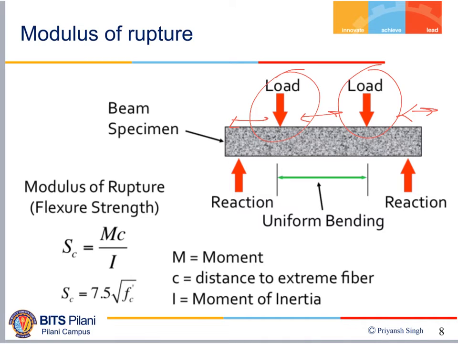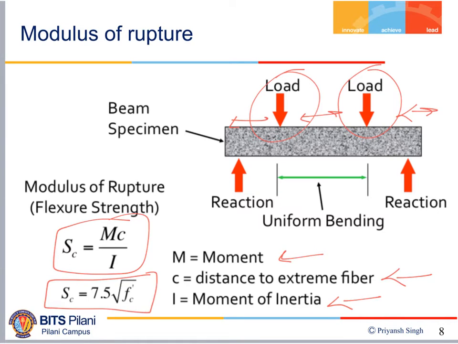In this case, the modulus of rupture is being determined by using this expression, where M is the moment, C is the distance to extreme fiber, and I is the moment of inertia. Here again, this modulus of rupture of the concrete is correlated with the compressive strength of your concrete by this expression.